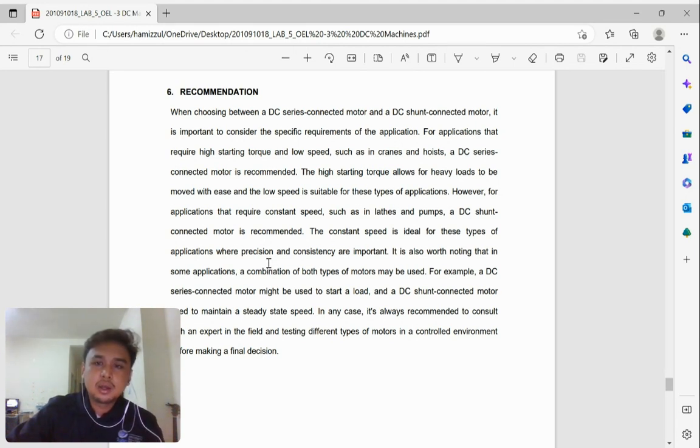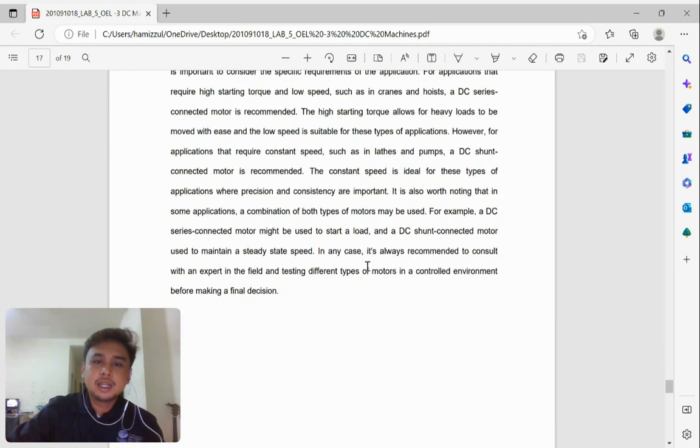However, for applications that require constant speed, such as lathes and pumps, a DC shunt motor is recommended because the constant speed is ideal for this type of application where precision and consistency are important. In any case, it is always recommended to consult with an expert in the field and test different types of motors in a controlled environment before making a final decision.